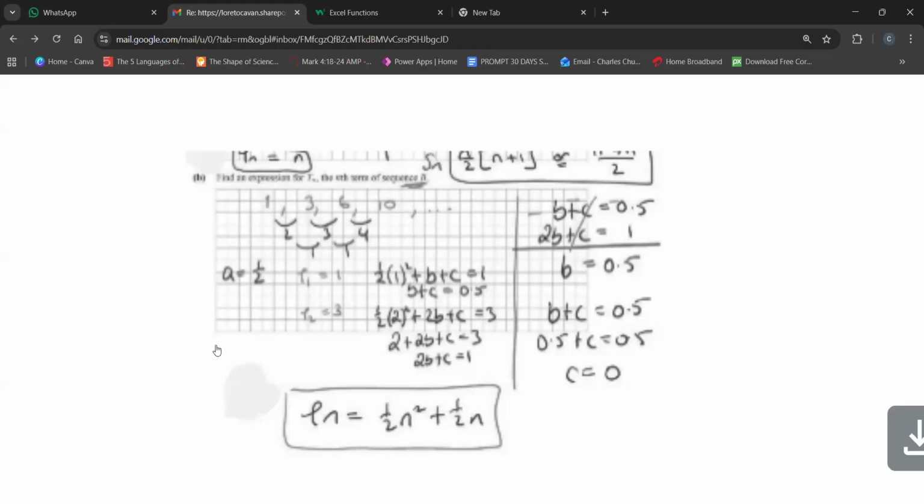Okay. This one is clearly an arithmetic sequence, right? It's an arithmetic sequence, isn't it? Or... it's a quadratic sequence. Sorry, quadratic. So that's why, yeah, it's quadratic.